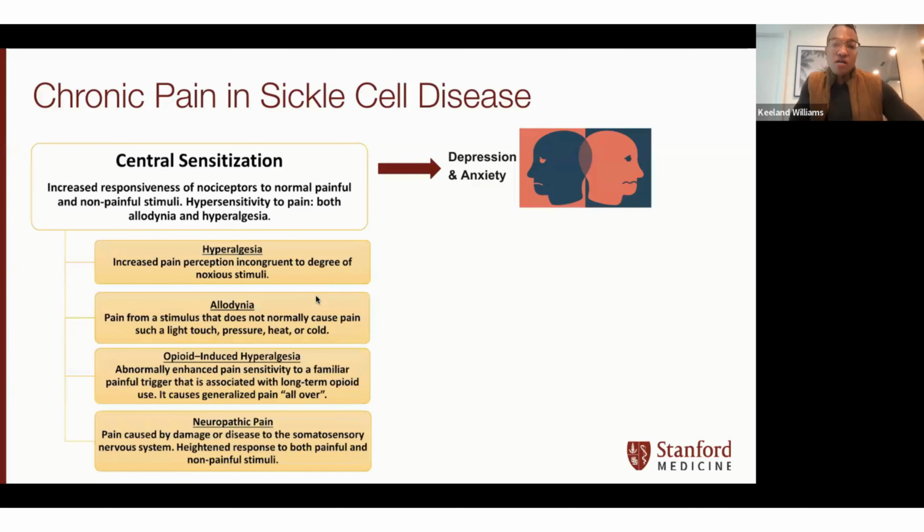So as you can tell, this condition can cause a plethora of real physical painful symptoms, but it also has a high burden of psychological symptoms as well. So patients with sickle cell disease have severely high levels of depression and anxiety. They also have high levels of pain catastrophizing, which makes sense given this central sensitivity picture.